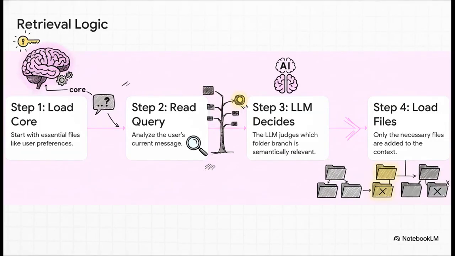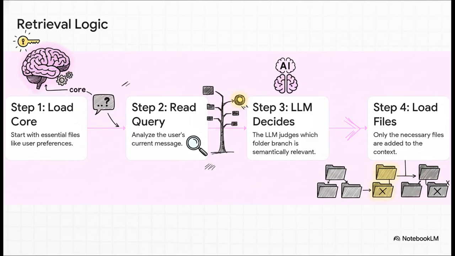So how does it actually work? Well, it's a really smart, multi-step process. First, the system always loads that core memory. Then, it reads your message. And here's the magic part. It uses the LLM itself to figure out which branch of the tree is relevant to what you're asking. If you ask about a project, it only loads that project's files. This is incredibly efficient. It saves thousands of tokens, and that saves money by not loading up a bunch of junk that doesn't matter.